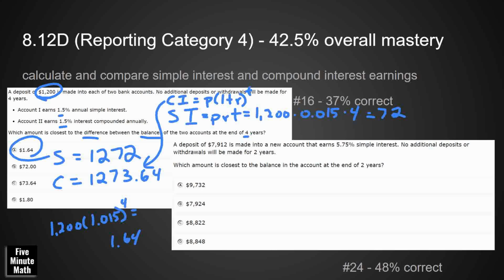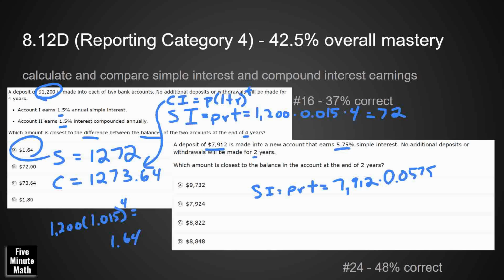Now, we have number 24. We had 48% correct, so that's a little bit better than number 16, 37%. We have a deposit here. We've got simple interest, 5.75%, 2 years. What's the balance? So this is very simple. We're going to use that same formula. So the simple interest equals the principal times the rate times the time. So 7912 times, let's do our 0.0575. That's probably the trickiest part, is to get that rate into a decimal.